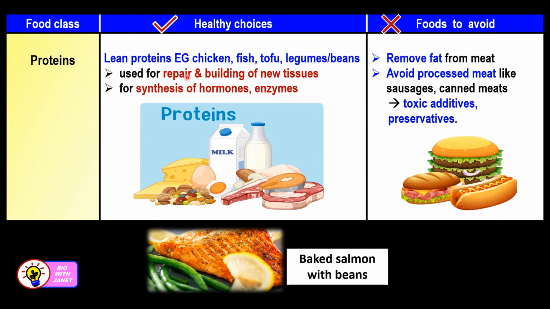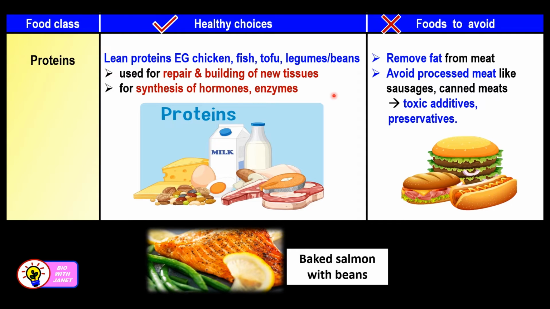So healthy choices for proteins are the lean proteins such as chicken and fish, and also plant proteins such as tofu, legumes or beans, and nuts. So proteins are needed and used for the repair and building of new tissues, especially to build the muscle mass. It's also used for the synthesis of hormones, enzymes, antibodies, and hemoglobin.